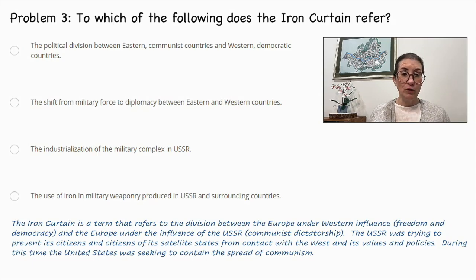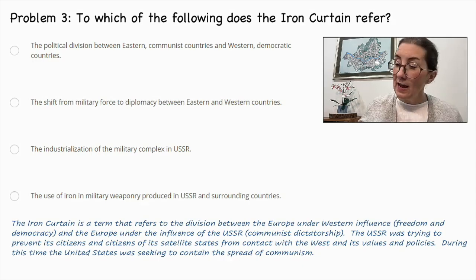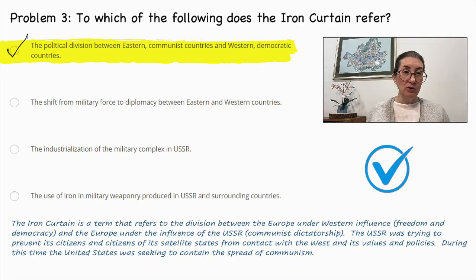This is a term that refers to the division between the Europe under Western influence, freedom and democracy, and the Europe under the influence of the USSR, communist dictatorship. The USSR was trying to prevent its citizens and citizens of its satellite states from contact with the West and its values, ideas, and policies. During this time, the United States was seeking to contain the spread of communism. So the answer is absolutely the political division between Eastern communist countries and Western democratic countries, and we can eliminate all the other answers.